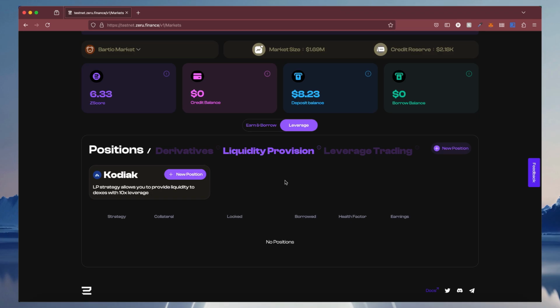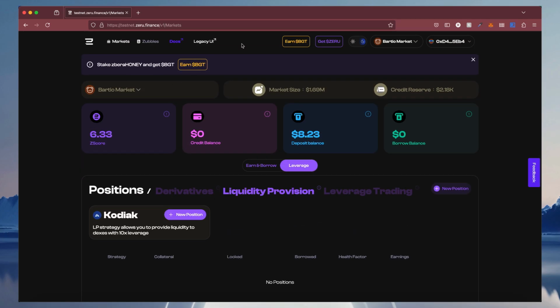Being able to deploy, instead of $100, $1,000 worth of liquidity, or instead of $10,000, maybe $50,000 worth of liquidity, obviously your potential earnings are much, much higher, and it makes sense in that case to borrow some funds and deploy liquidity instead of just deploying what you have in your wallet. So let's take a look here at how this works on Zeru.